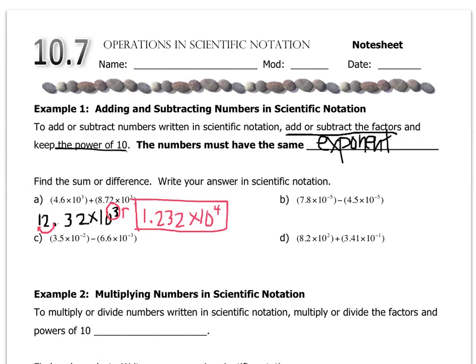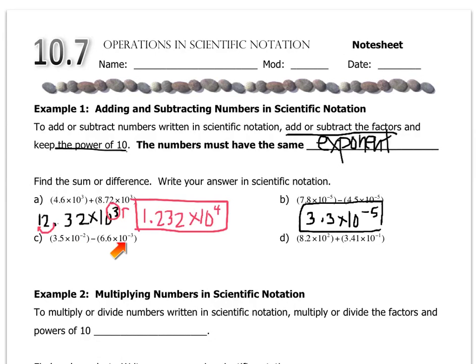All right, letter B. They have the same exponent, so I can just subtract the numbers and then keep the power of 10. That gives 3.3 times 10 to the negative fifth, and I don't need to do anything because 3.3 is between 1 and 10.